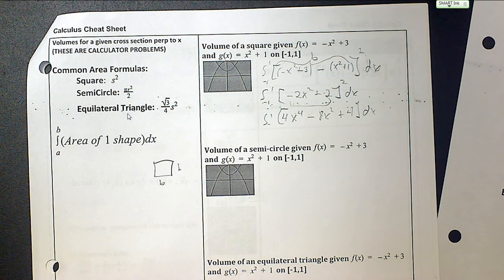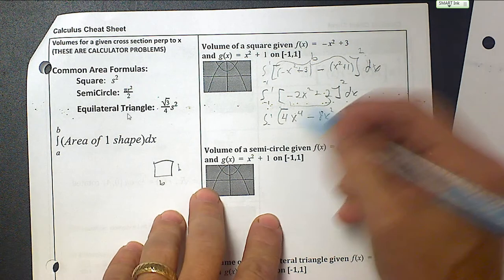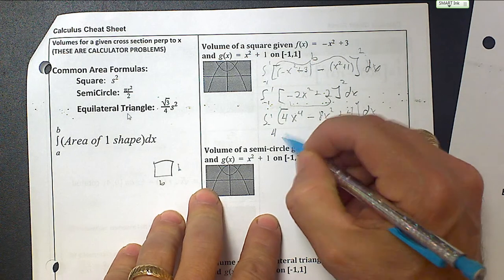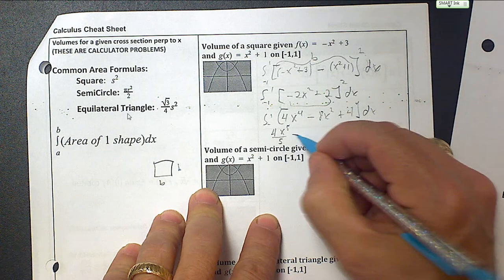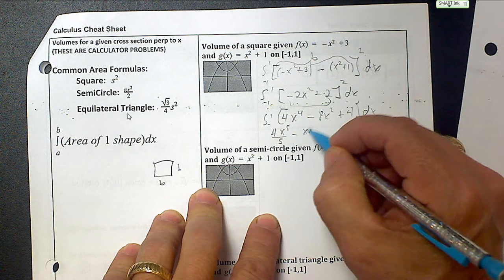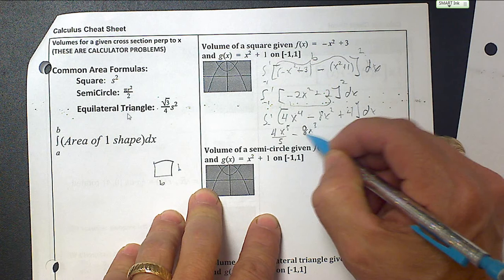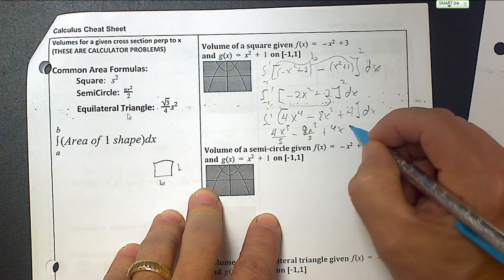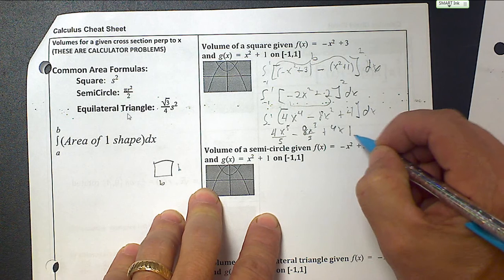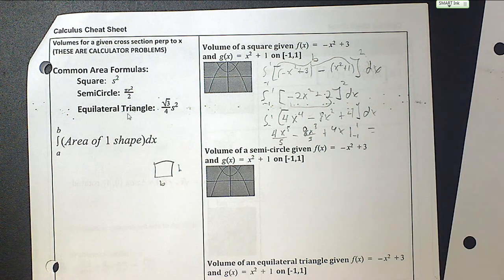Four x to the 4th minus 8x squared plus 4, is that what y'all got? Alex, is that what you got? Yes. Okay, so you integrate that, and you're going to get 4x to the 5th over 5 minus 8x cubed over 3 plus 4x from -1 to 1. You should have a calculator for that just for the sake of time.